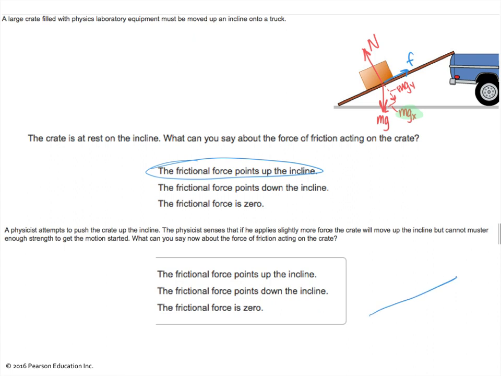Now, in the next case, we change it slightly because now we have someone pushing it. The physicist is pushing the crate up the incline. We still have the normal force, and we still have the force of the weight. So its weight still tends to pull it down the incline, but the physicist is pushing hard enough with his force up the incline to make it move. And so we have to consider the fact that friction is going to oppose the motion. And so this means that my frictional force has to be down the incline in this case.